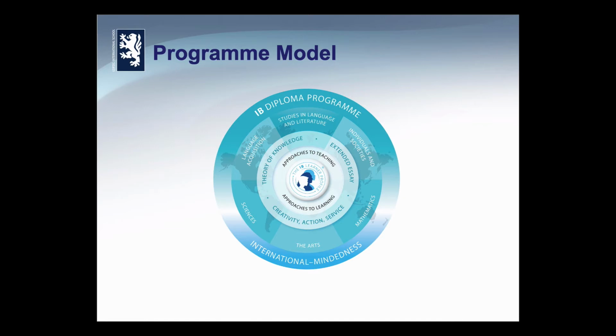The next circle round is what we're here to discuss really today and now, and that is the different subject groups, and what students will select in those groups will determine their programme. And you can see that there are 6 groups. At the top we have the courses in studies in language and literature, then language acquisition, and then individuals and societies, mathematics, science, and the arts. So there are 6 boxes on the form, and students are initially encouraged to try to select one subject from each box.